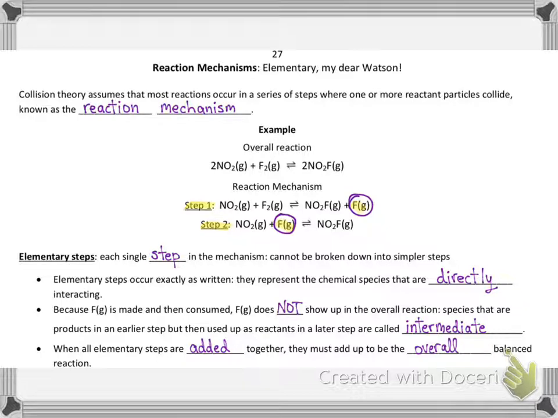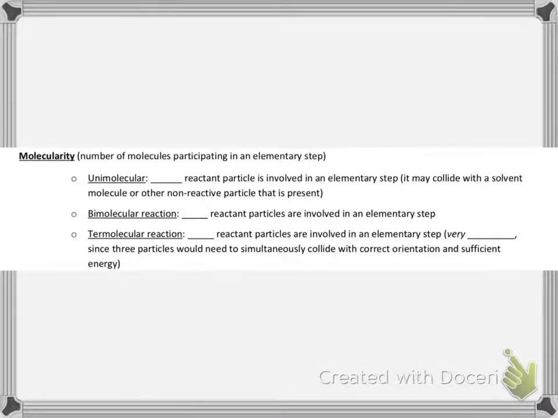There's some terminology that comes up when you're talking about elementary steps. Specifically, it's called molecularity, which is an awesome word. Molecularity is a fancy way of talking about the number of molecules that are actually participating in a given elementary step. So if you have a unimolecular elementary step, well, uni means one. There's only one reactant particle involved. It could be decomposing or it could be reacting with a solvent, but basically only one reactant particle exists in that step. A bimolecular reaction, well, bi, of course, means two. So a bimolecular elementary step is when two reactant particles are involved. And then a termolecular reaction would be an elementary step with three reactant particles.